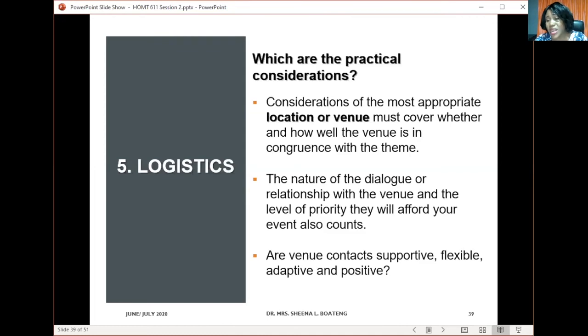Are they flexible and adaptive such that even if you want something changed the day before the event, they will be happy and supportive enough to do it for you? And are they positive in the sense that they will always give you encouragement and let you feel at ease and comfortable when it comes to the logistics of your event, such that they will always encourage you that, oh, don't worry, we will work everything out. Everything will be fine. You will succeed at this event. You will enjoy organizing it. These are the questions you need to ask yourself. Because if the venue is not offering you this supportive, flexible, adaptive, and positive atmosphere, it's not worth organizing your events there, regardless of whether they are the most prestigious location in the country.